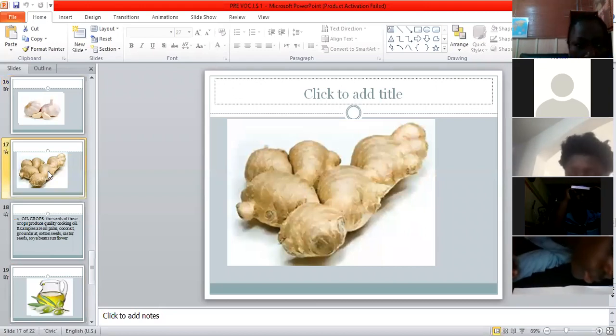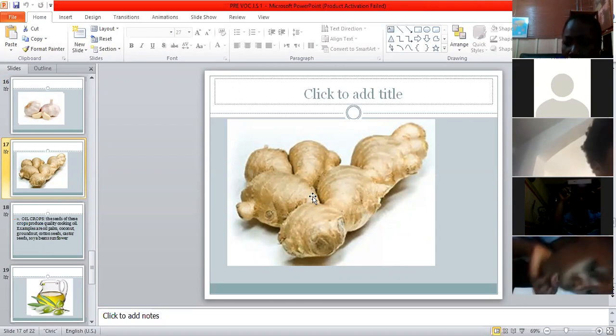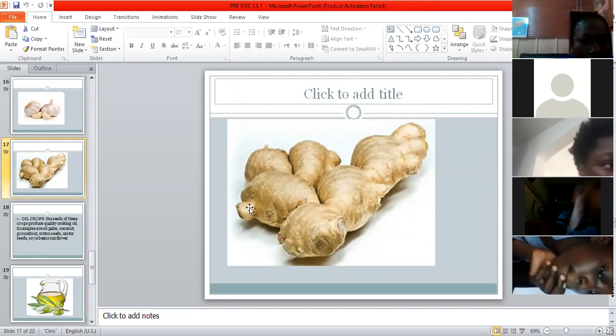This is the picture of ginger. You can add it to your tomato and pepper whenever you want to grate or grind your pepper.